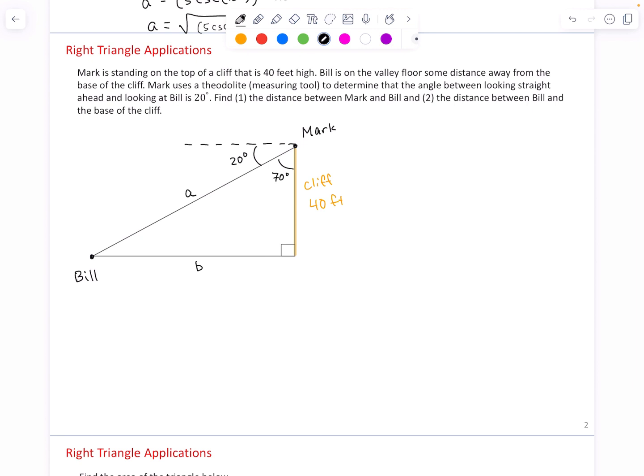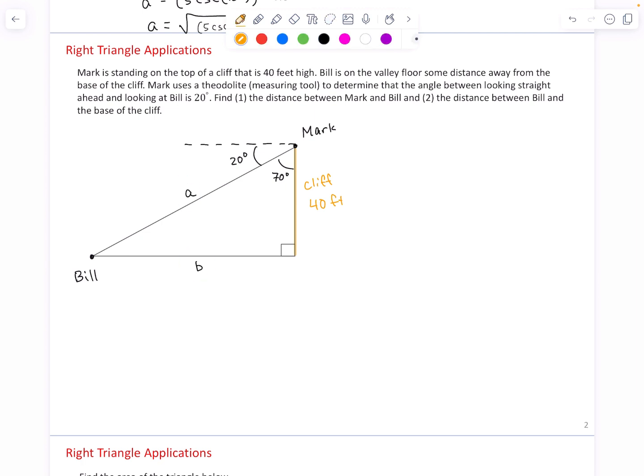And that's really the only angle I need to know in order to find both A and B. However, the other angle by Bill would also have to be complementary to 70 degrees, so it would have to be 20 degrees as well. But we're not going to use that information. I will use this angle alone and trigonometry alone to find both A and B.